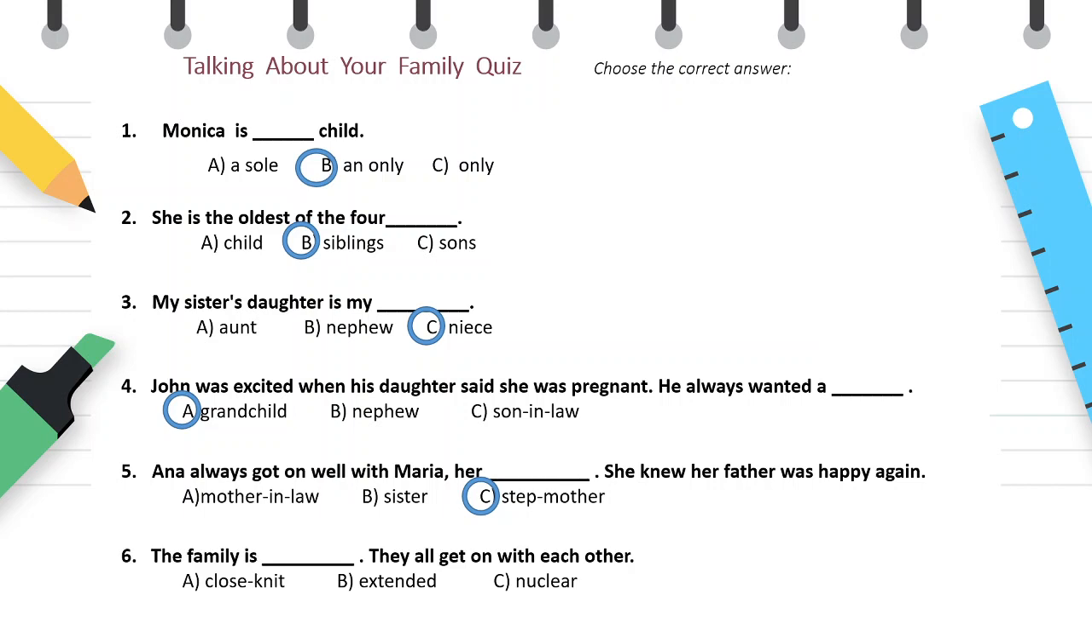The family is close-knit, extended, or nuclear. They all get on with each other. A close-knit family.